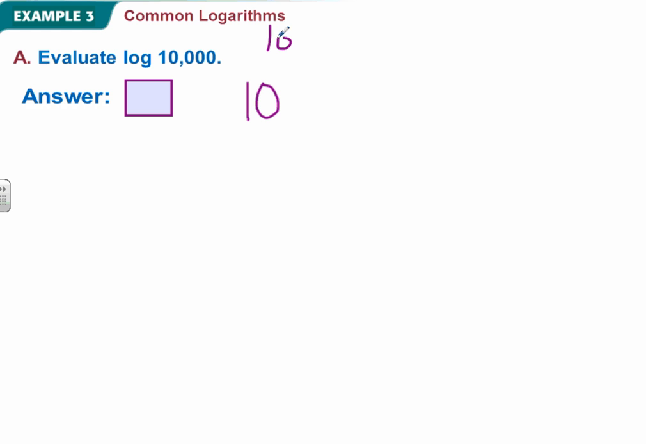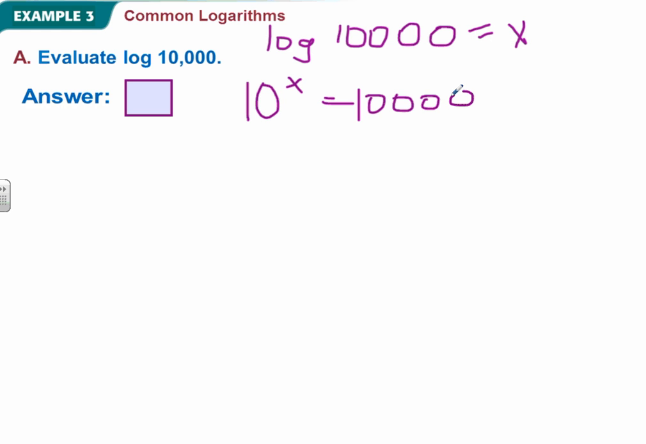So the log of 10,000 equals, I'll write that as equals x. So that means 10 because that's what the base is there, even though it's not written. So 10 to the x equals 10,000. So that is 10 to the x equals 10,000, which is 10 to the fourth.